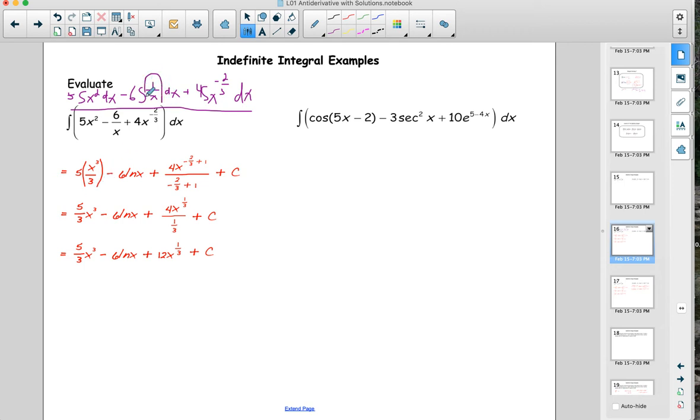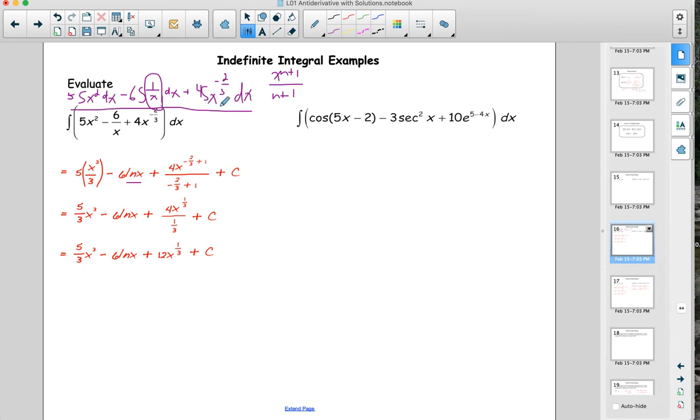This is a power function, but its antiderivative doesn't follow that power function rule, which was x to the n plus 1, all divided by n plus 1. In this particular case, we have a natural log function. So the integral of 1 over x dx is natural log.